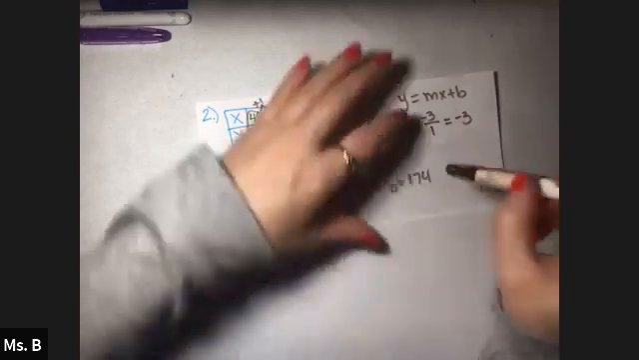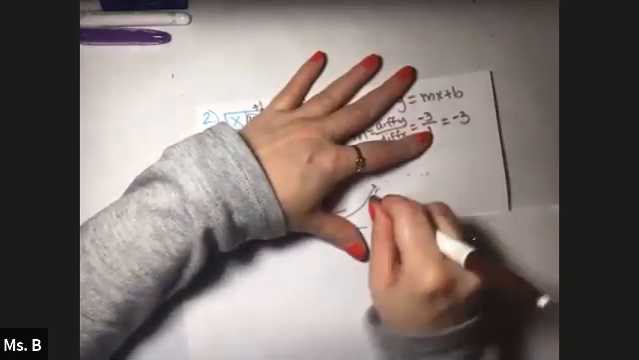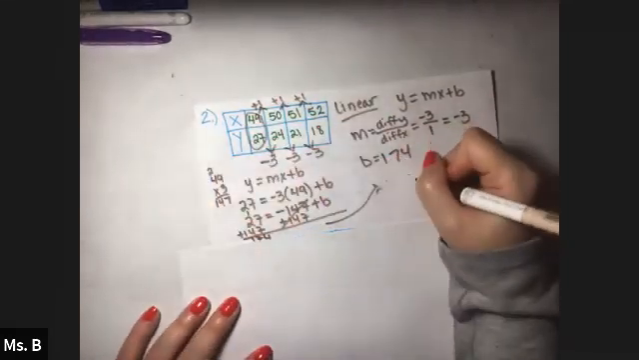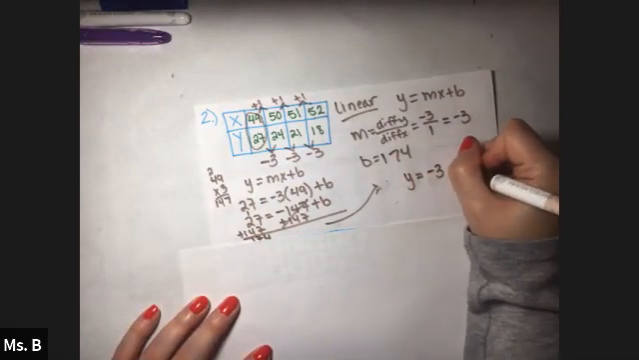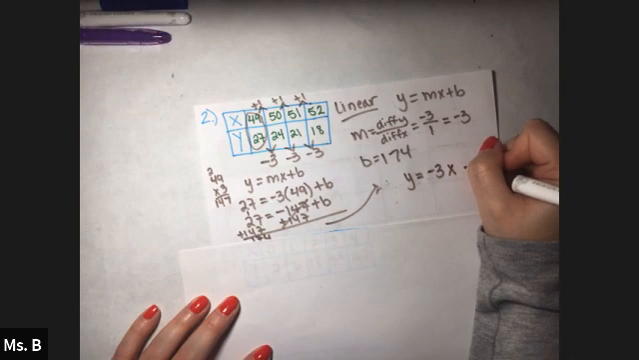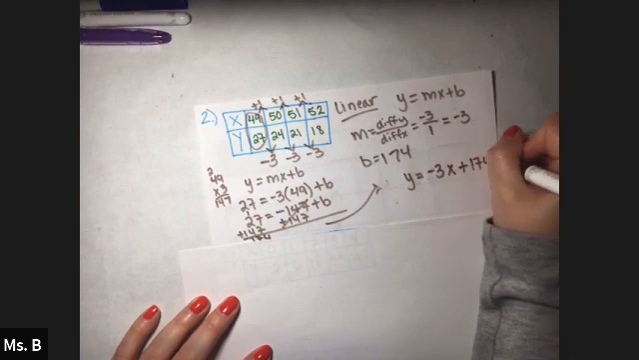And we have everything we need to write our equation. So we have y equals our m, which we said was -3, x, and then plus our b, which we said was 174.